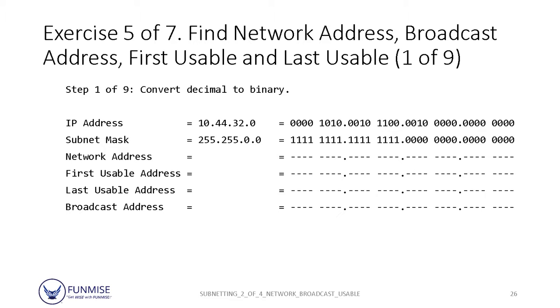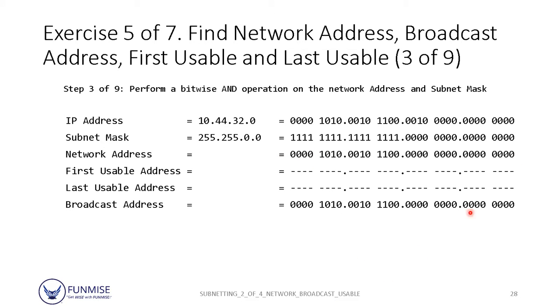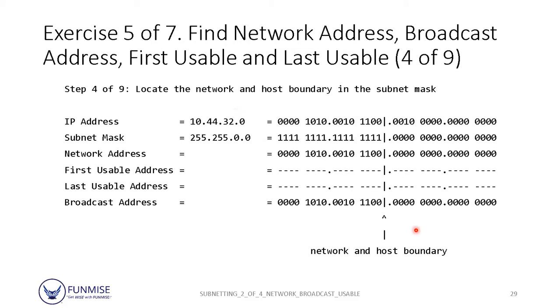Okay. What's the next step? Perform a bitwise AND operation on the IP address and subnet mask, because that's what we did before to get our network address. We remember doing this. Okay, that's fun. Okay, now we're performing a bitwise AND operation on the network address and the subnet mask, because now we're actually trying to find this broadcast. But we're not done yet. We also need to locate the network and host boundary in the subnet mask.